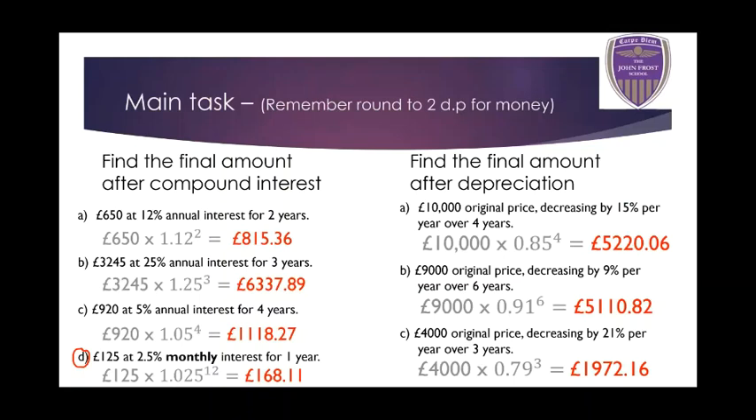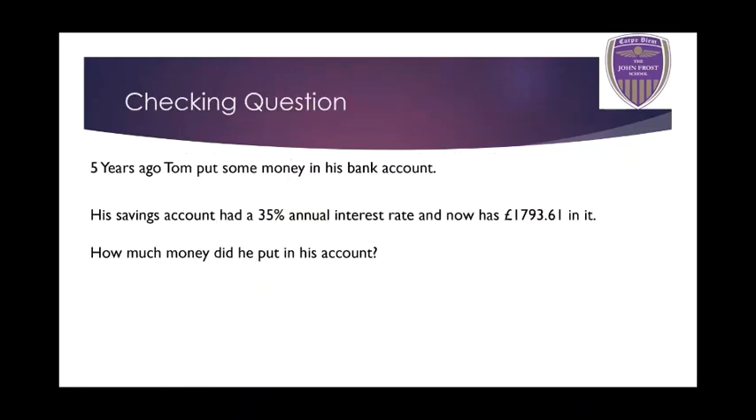And let's have a look at the checking question now. So 5 years ago, Tom put some money in his bank account. We're going to call this X amount of money. I'll give you a little hint. His savings account had a 35% annual interest rate and now has £1,793.61 in it. How much money did he put in his account 5 years ago? So pause the video and see if you can find out how much money he originally put into his account. Best of luck.